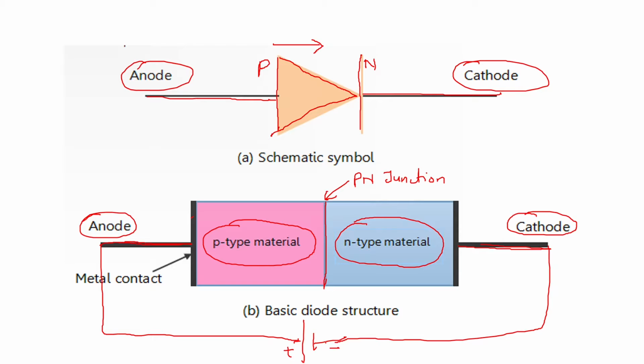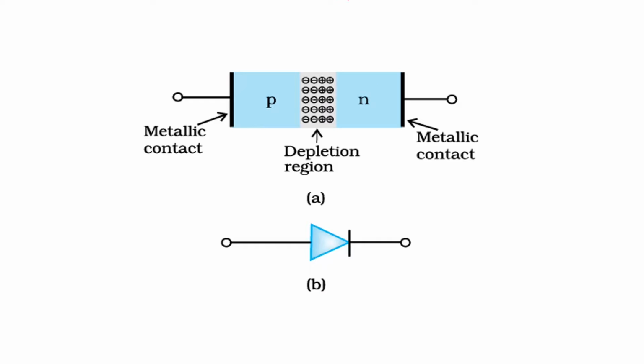Now we will go on to see the biasing of the PN junction. Here you can again see the same concept, where we have shown the PN junction, with p-type material and n-type material. As we have seen in the last class, whenever electrons from the n side travel to the p side, and holes from the p side travel to the n side, the vacated places become ions.